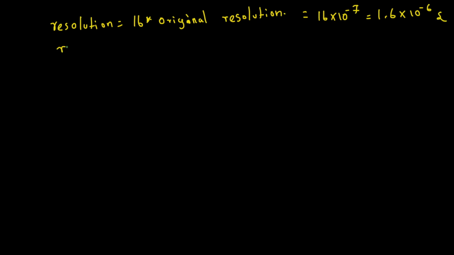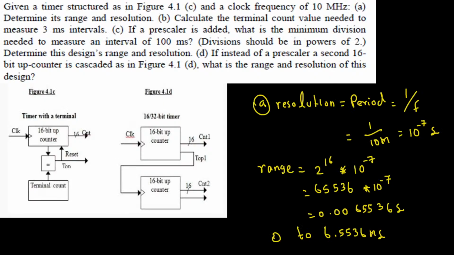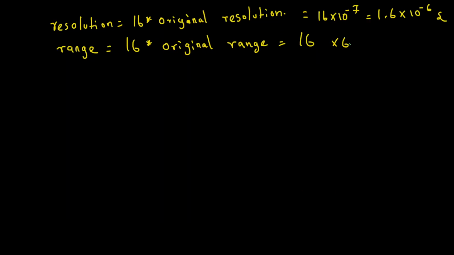And then the next one is range. Range is also similar. 16 times the original range. And the original range is what we calculated in the A part of this question, which is 6.5536 millisecond. 16 times 6.5536 millisecond. And if you multiply this, you're going to end up getting 104.8576 millisecond. So we can say the range is 0 to 104.8576 millisecond.